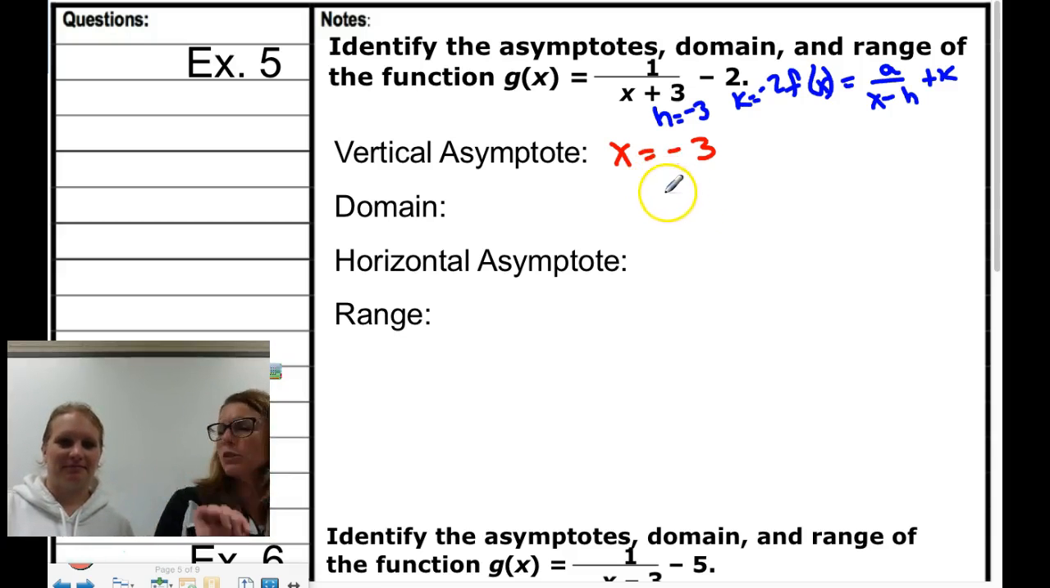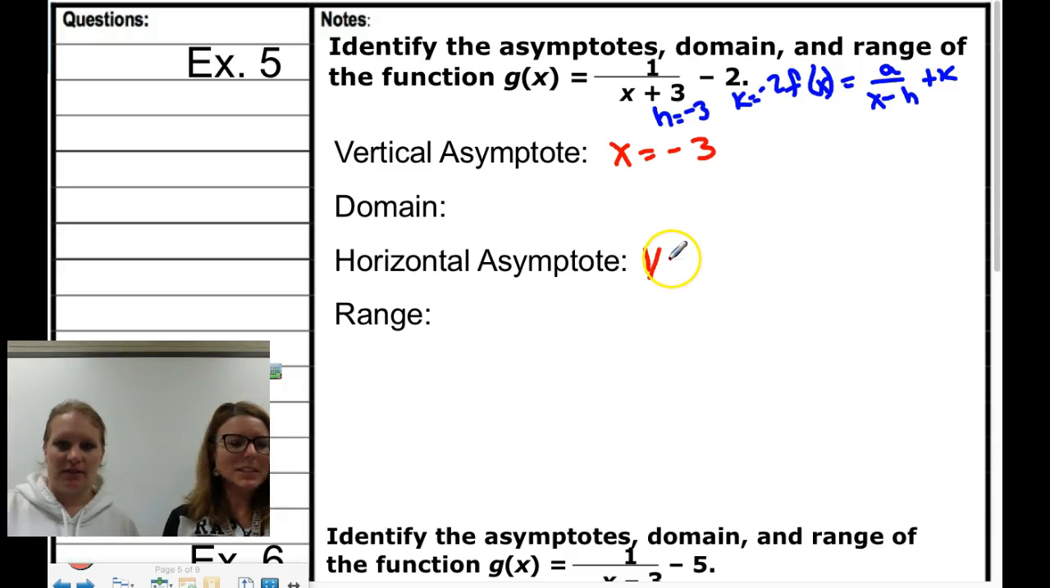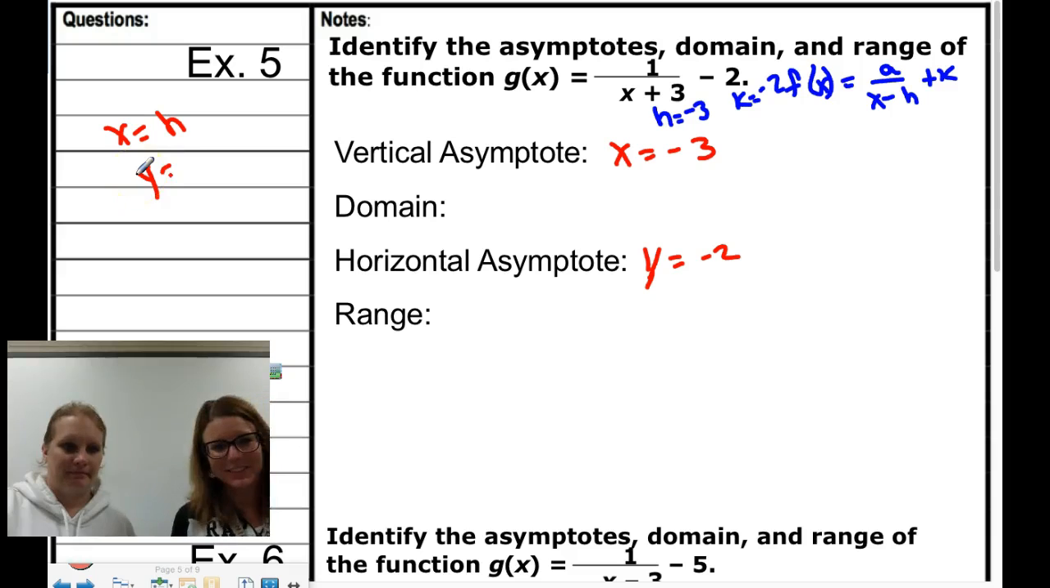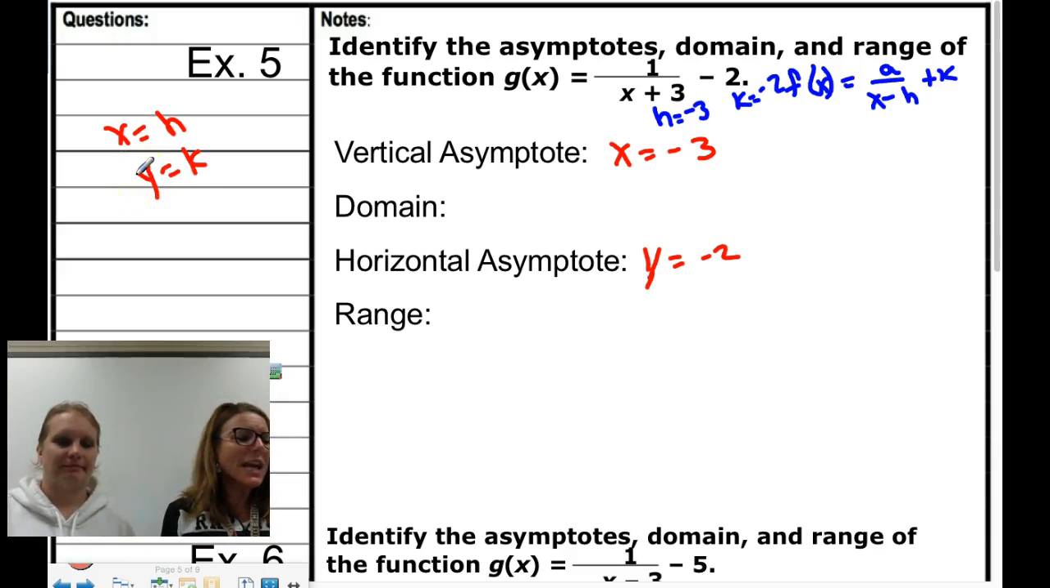Let's skip the domain for a minute and jump down to the horizontal asymptote. y equals -2. So notice, on the side, will you write something for me? x is equal to h, y is equal to k. That's it. So guess how easy this is.